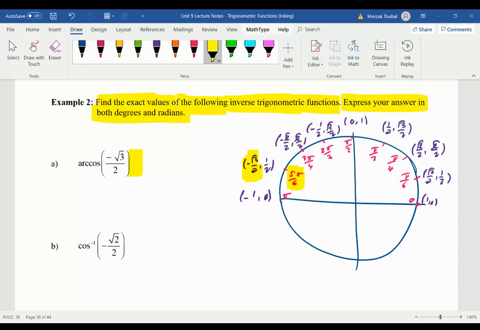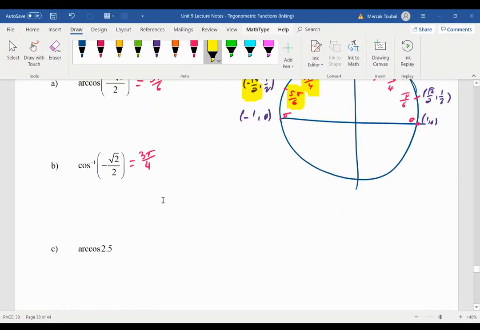So let's erase this. 5 pi over 6, first one. How about negative root 2 over 2? It's over here. It corresponds to 3 pi over 4. It means cosine inverse of negative root 2 over 2 is 3 pi over 4. So this would be 3 pi over 4. Okay, good.